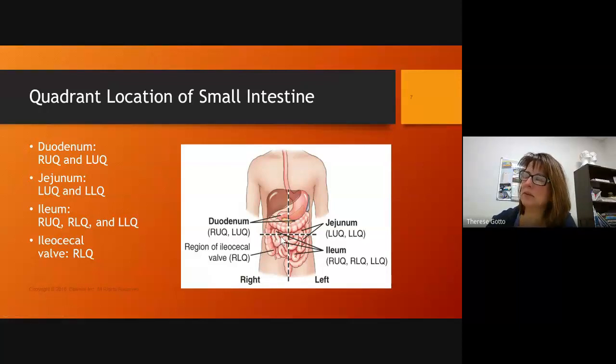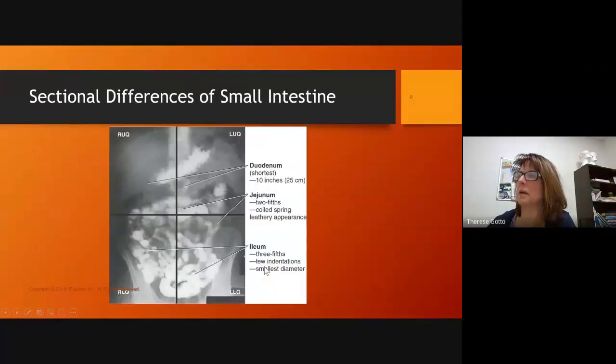Okay, the ileocecal valve, though, easy to remember, it's always going to be in the right lower quadrant, next to the appendix, if you have an appendix, next to the ascending of the large bowel. Okay, and this is a good radiograph of that. Okay, this looks like a small bowel follow through.